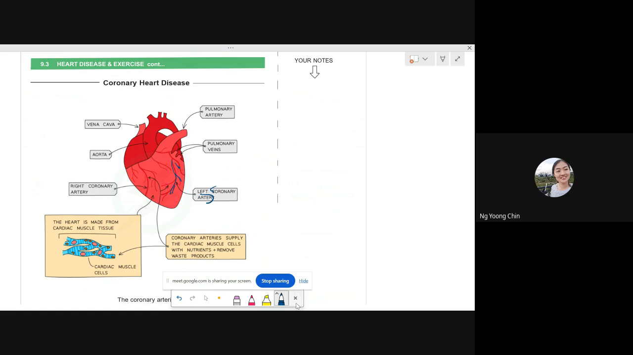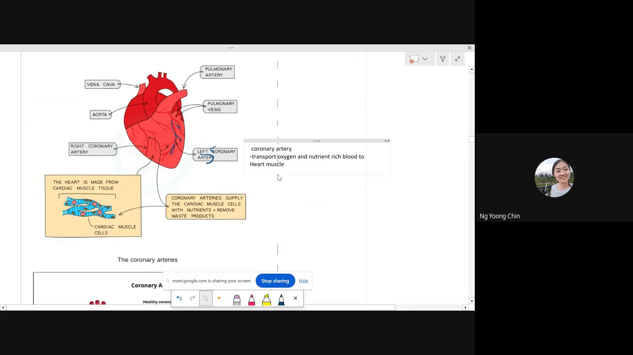So the function is they will do what? They will transport oxygen and nutrients. The function of the coronary artery is to transport oxygen and nutrient-rich blood to the heart muscle. So you have the left side and the right side. And then what happens is this coronary artery has a very high risk of being blocked. Okay, blocked by what kind of thing? Blocked by maybe a blood clot, or maybe what we call cholesterol.